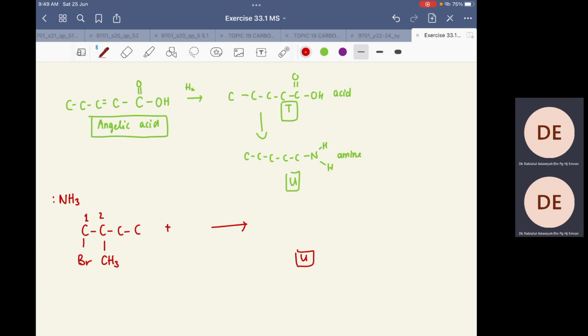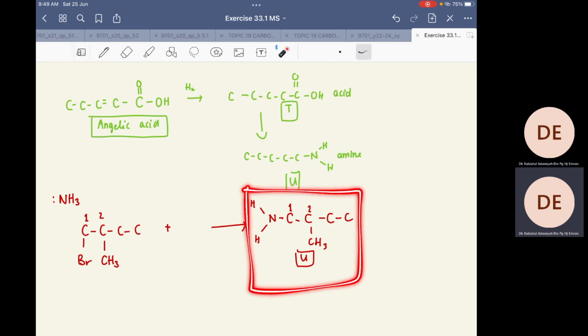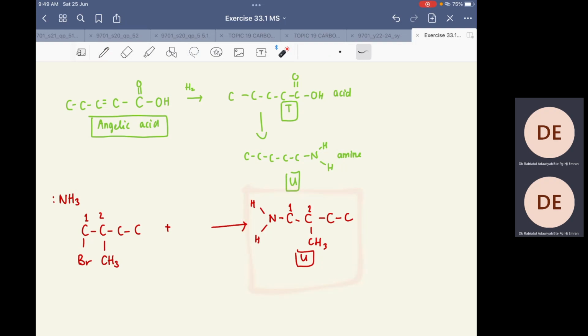So what happens? The bromine is substituted with the NH3 group, but be careful. I'm just going to keep everything, and the only change is made here: NH2. Okay, so the bromine on carbon 1 has been substituted.